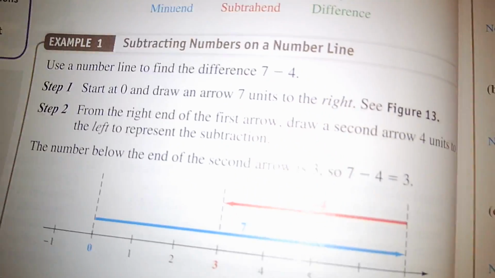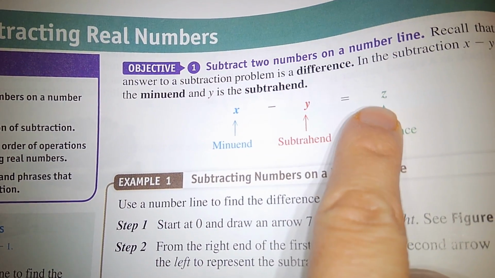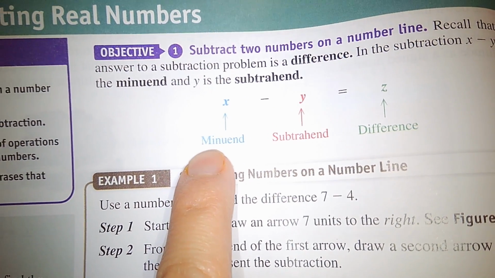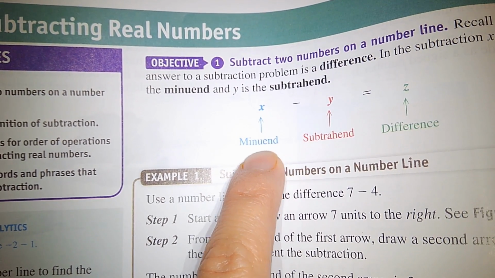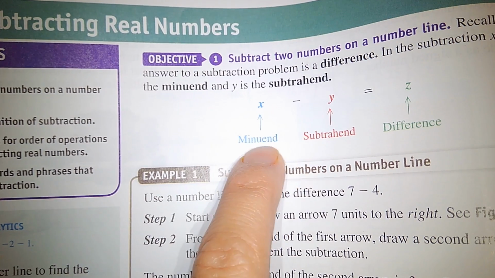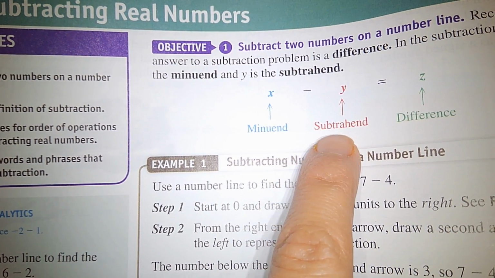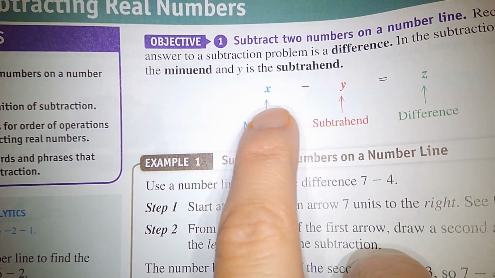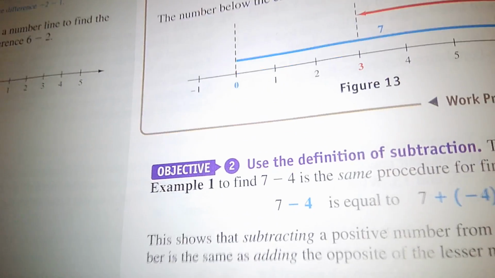When we do a subtraction, for example x minus y equals z, we call x the minuend. How do you pronounce this? I would say minuend. And y is called the subtrahend. And z is called the difference between these two. So what is the rule or definition for us to do subtraction?